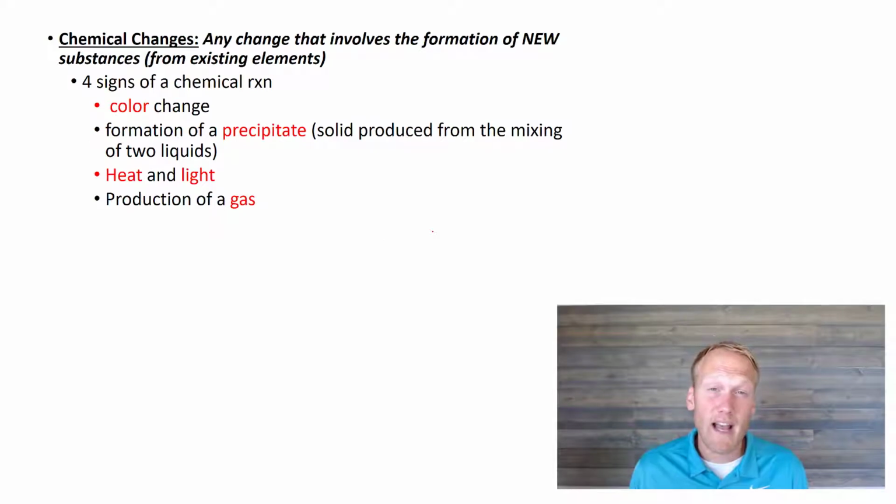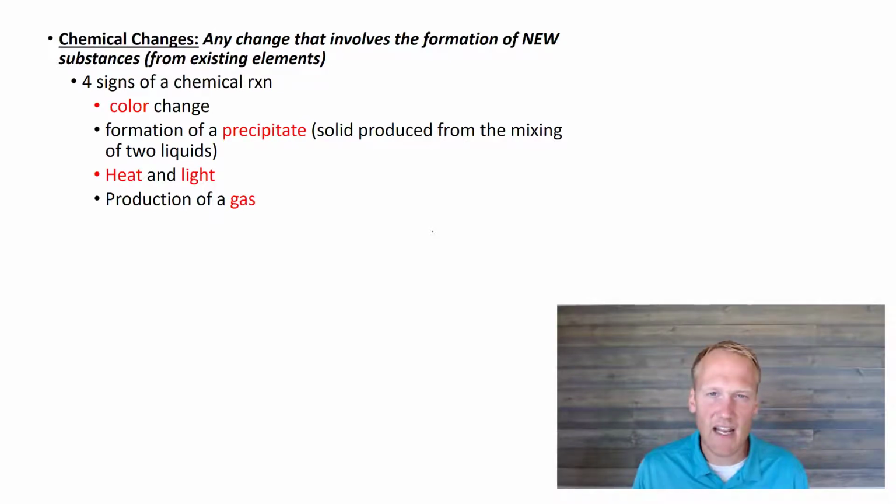Okay, let's circle back to chemical changes here for a second. There are 4 ways to identify a chemical reaction. These do not always indicate a chemical reaction, but these are pretty good evidences that you can identify one. The first one is a color change. Think of the tarnishing of the Statue of Liberty or the burning of a match. The second is the formation of a precipitate.